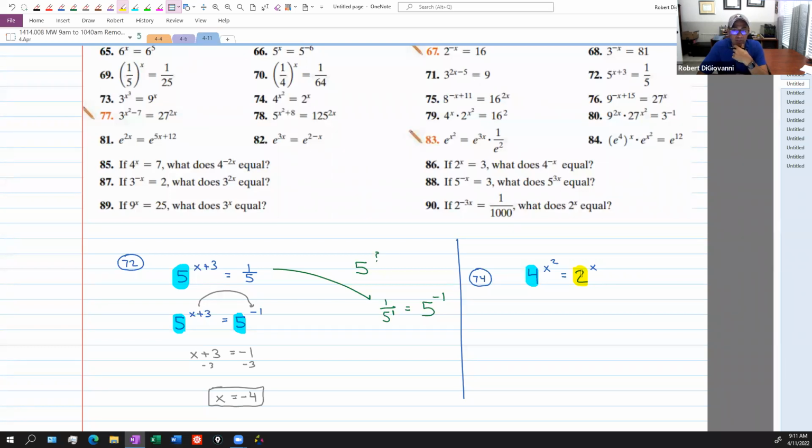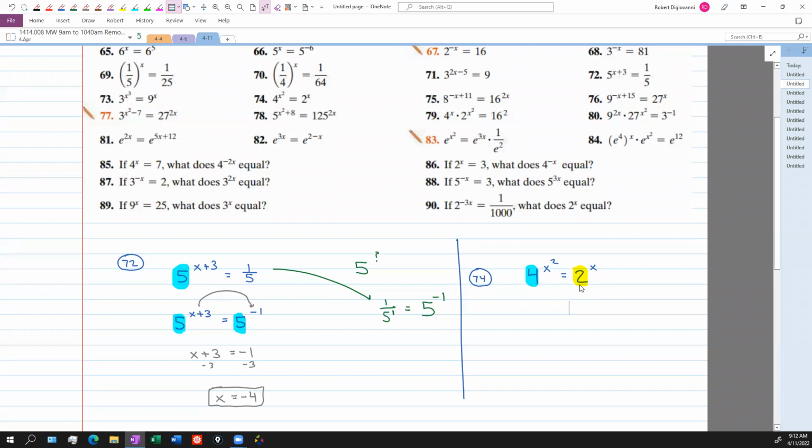So what base do you think I should be going for? A 4 or the 2? Can I rewrite this 4 as a power of 2, or is it easier to write the 2 as a power of 4? What's easier? The 2. How do you mean? I think the 2 is easier because you can take the 4 and rewrite it as 2 squared. Yes, okay, that's what I thought you meant.